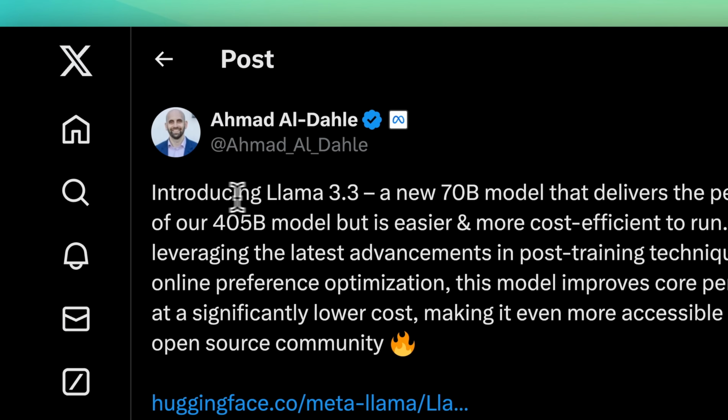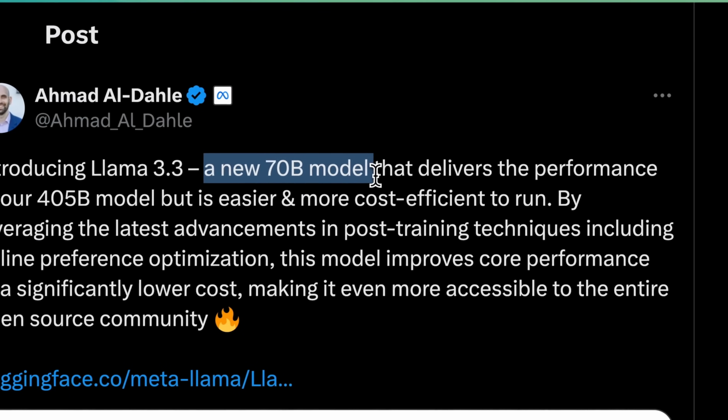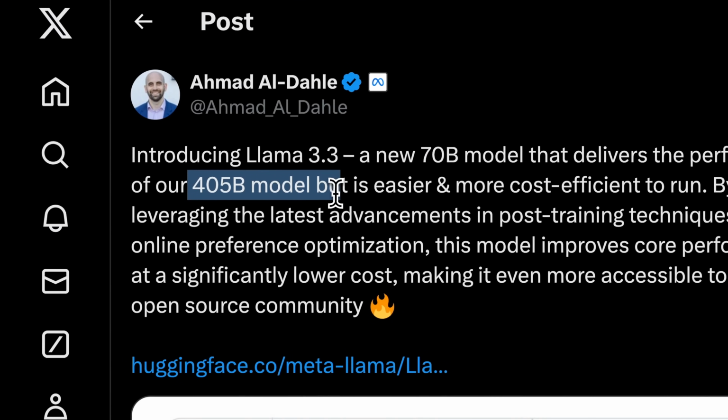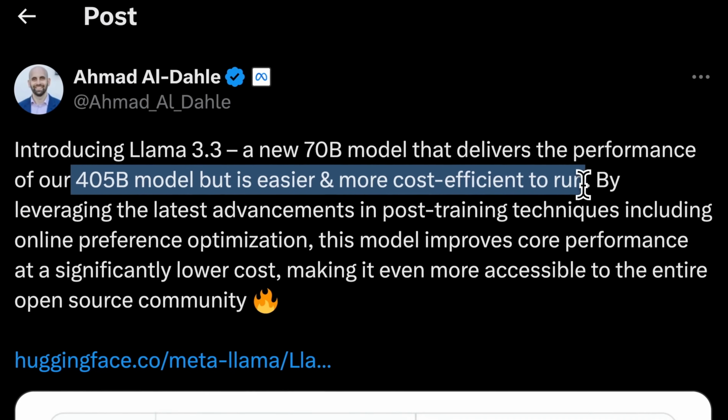A surprise announcement from Meta today. Llama 3.3, a new 70 billion parameter model that delivers the performance of our 405B model, but is easier and more cost efficient to run.